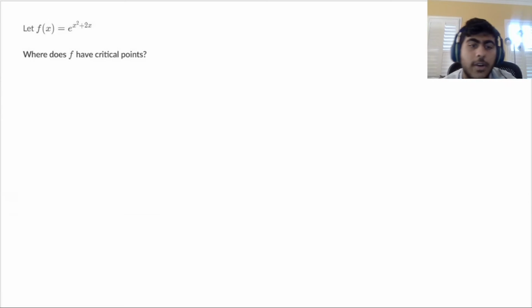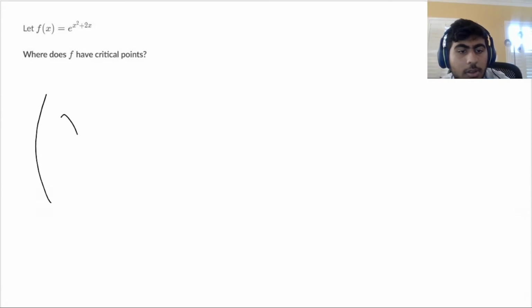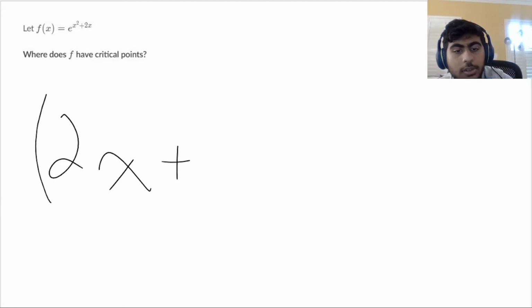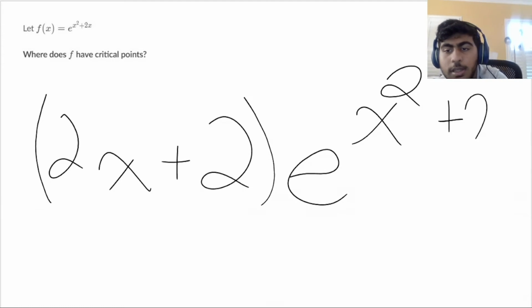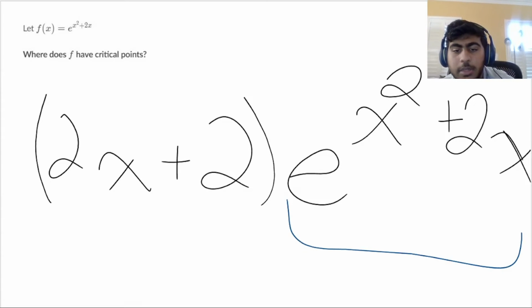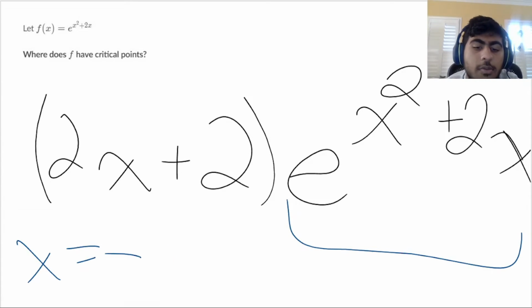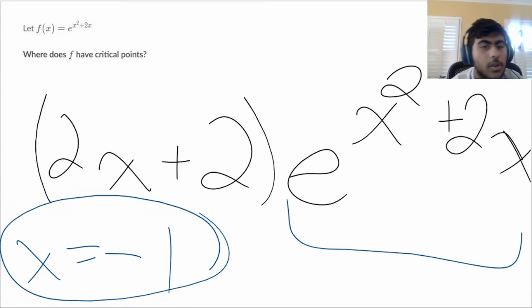So we take the derivative, obviously, and we end up with 2x plus 2 times e to the x squared plus 2x. There's no way to get the second part right here to be 0, so we just use the first part. 2x plus 2 equals 0, so x is going to equal -1. That is our only critical point.